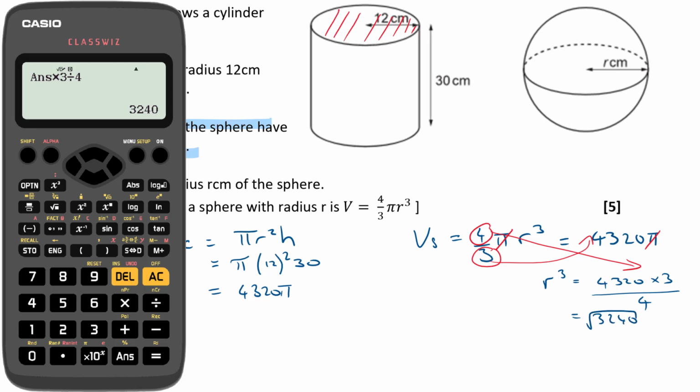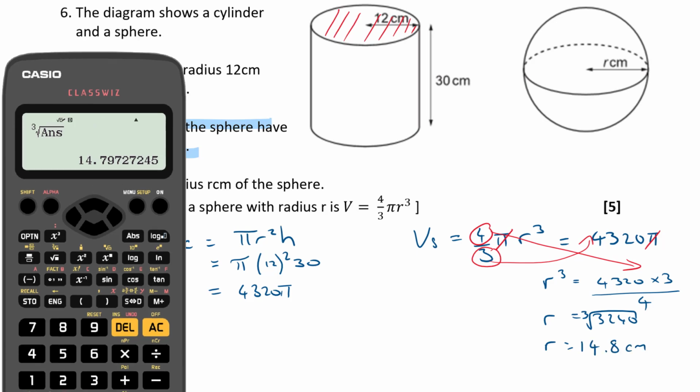Okay, we want the cube root of that then, don't we, to find r. Okay, so if r cubed is 3240, then the cube root of that will be r. So cube root answer, that comes out to be 14.797. I'm going to round that off to just 3 significant figures. I'm going to round off to 14.8. So I'm going to say my r, my radius of the sphere, is going to be 14.8 centimeters.